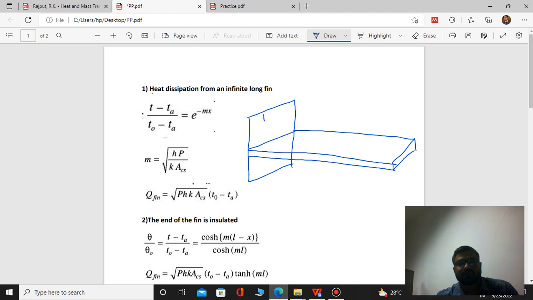Now wall temperature is known as T0. Remember that. Atmospheric air temperature is known as Ta. What is k? k is conductivity of the fin. What is h? h is the convective heat transfer coefficient. Clear? Now try to understand the terms first. Then T: suppose you want to measure temperature at distance x. Whatever temperature you get, that is known as T.